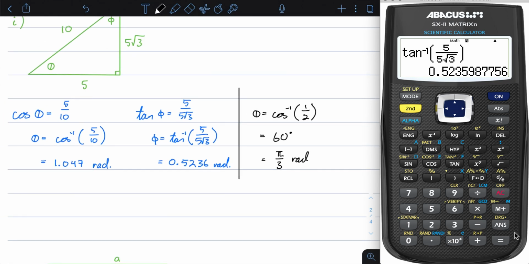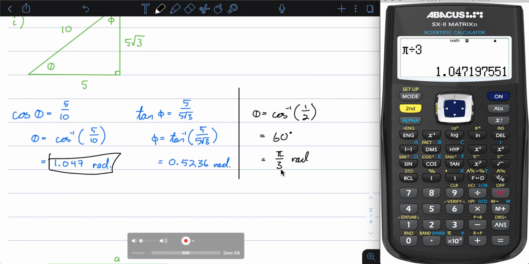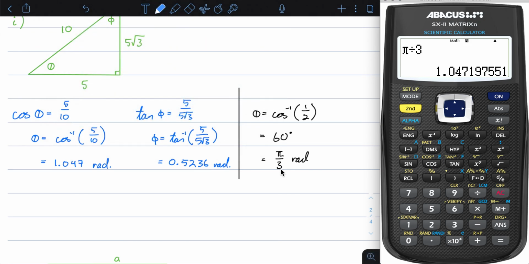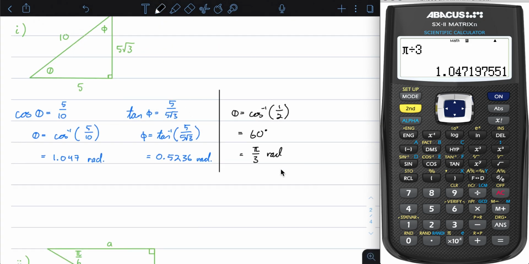Now, just to prove the comparison here, we do pi divided by 3. That value should be equal to 1.047. There you go. So it's actually the same thing. All right, so you should really utilize exact values when you can. This is actually an exact value as well, but I'm going to leave it for you to solve yourself.